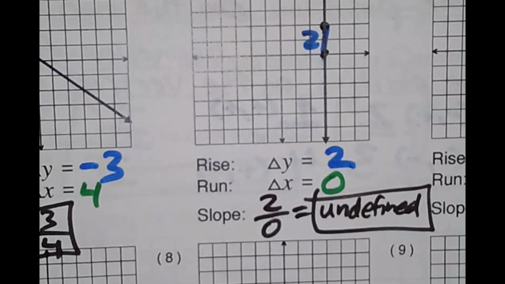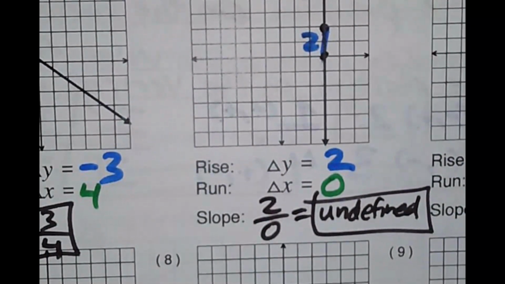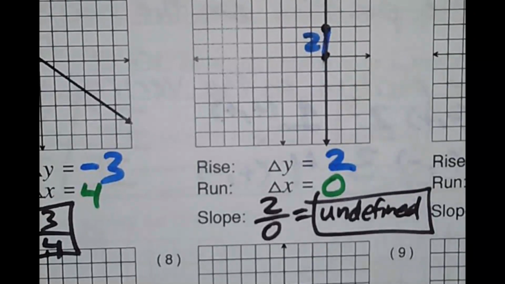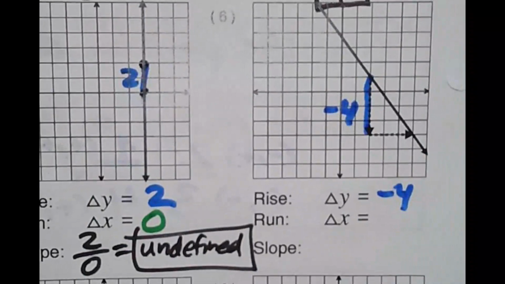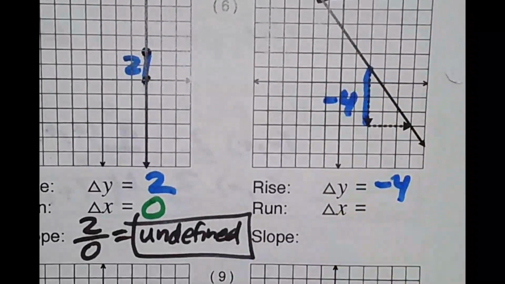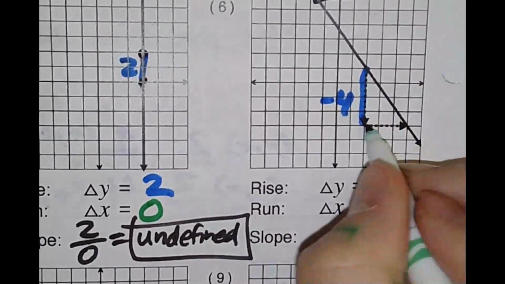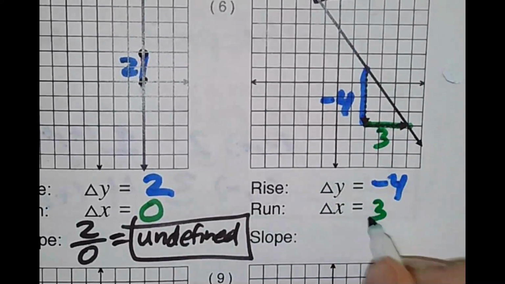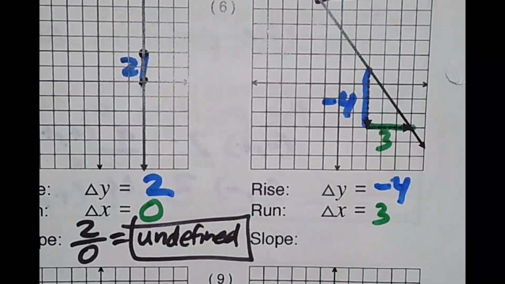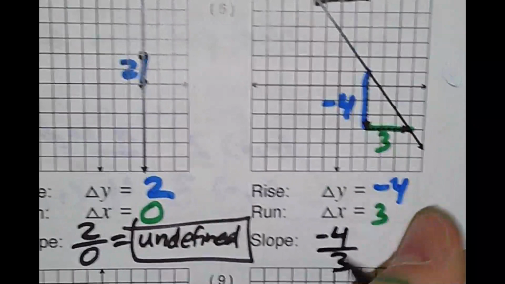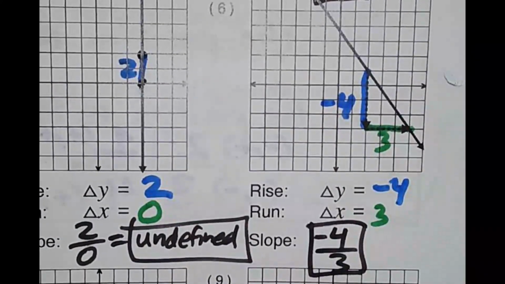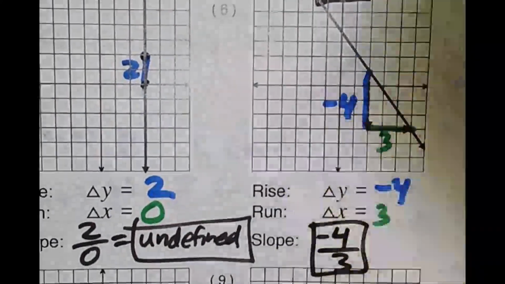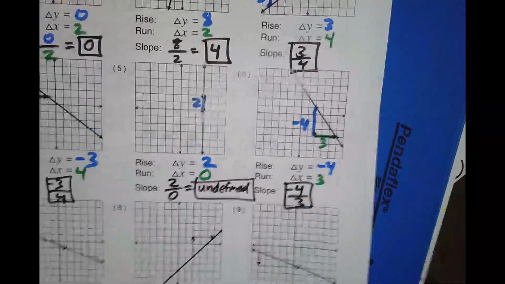Next one, check your answer for this one. The vertical change was negative 4. Sorry about that. Vertical change was negative 4. What was the horizontal change? Yes, negative 4 over 3. That cannot be simplified, so the answer is negative 4 over 3.